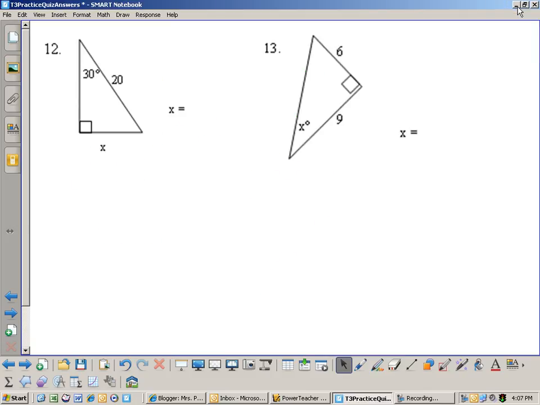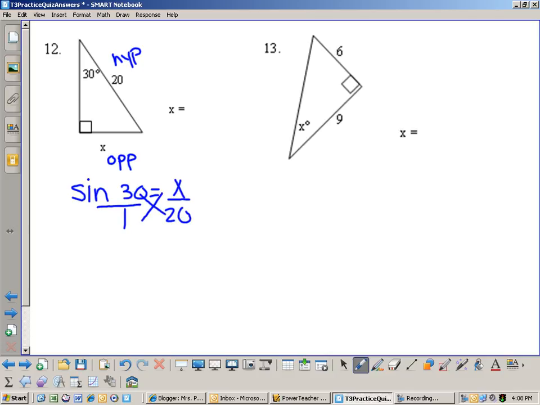So now we're getting into the trig. So x is the opposite side of the given angle. 20 is the hypotenuse. So if we have the opposite and the hypotenuse, we're going to go with sine. So the sine of 30 is going to equal x over 20. Because x is on top, we're just going to cross multiply here. Rounded to the nearest tenth, x is going to equal 10.